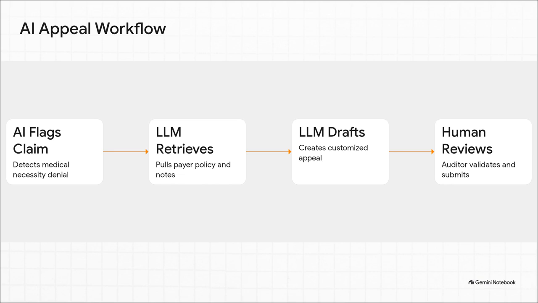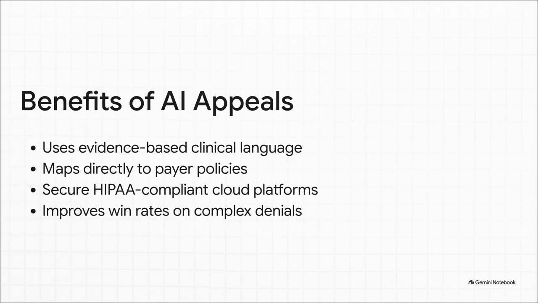It's like having a real-time compliance guardian on your team. The capabilities of these tools are completely transforming the process. Because the AI maps directly to specific payer policies and uses evidence-based clinical terminology, it drafts highly persuasive arguments tailored exactly to what the payer needs to hear. And if you're worried about privacy, don't be. These systems operate on highly secure, HIPAA-compliant cloud platforms like Azure. Using this tech drastically improves win rates on those incredibly complex medical necessity denials. It's a real game changer for revenue cycle management teams.